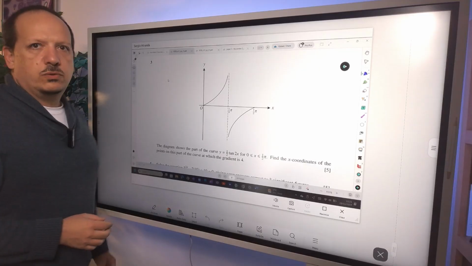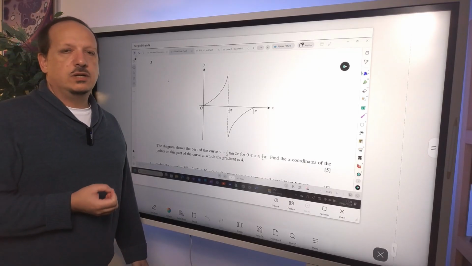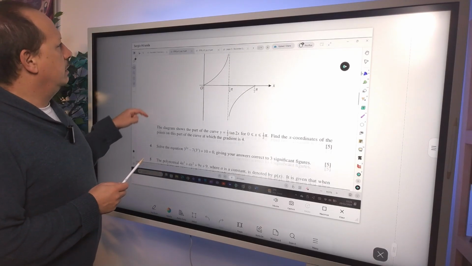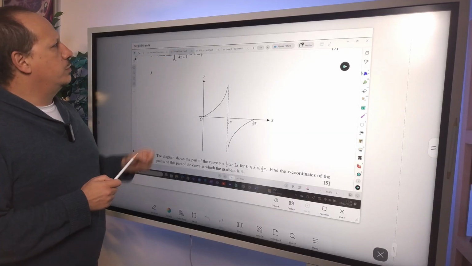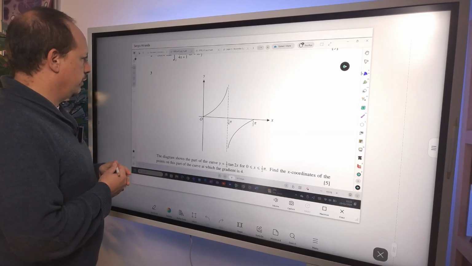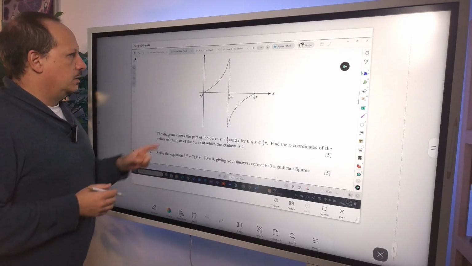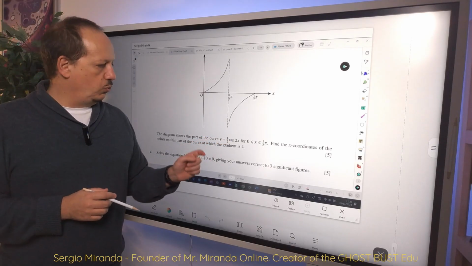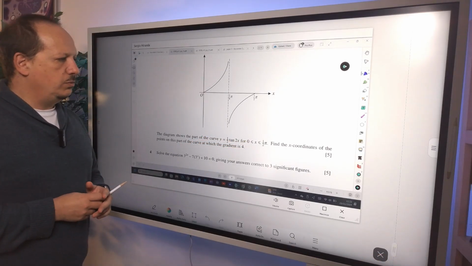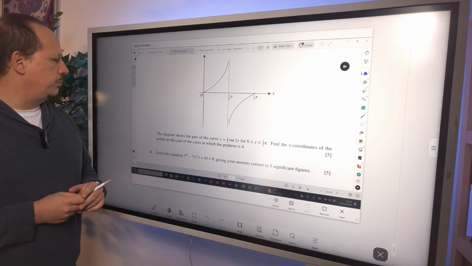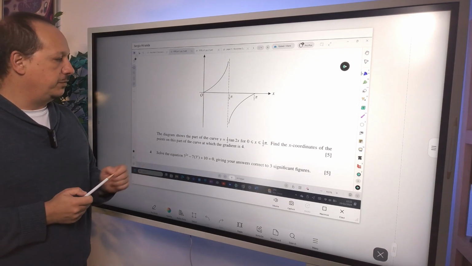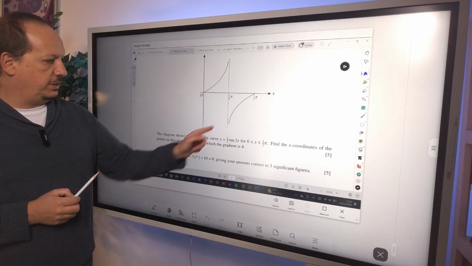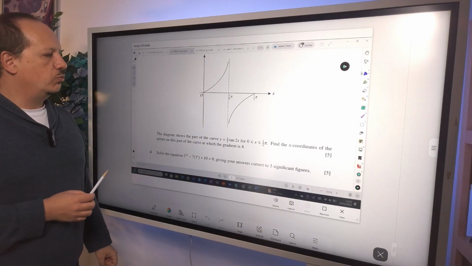Let's now look at a few questions regarding the differentiation of trigonometric functions. The first one is question 3 from October-November 2011, paper 22. And the question is this. This diagram shows part of the curve y equals 1/2 tan of 2x in the interval 0 to pi over 2. Find the coordinates of the points on this part of the curve at which the gradient is 4.